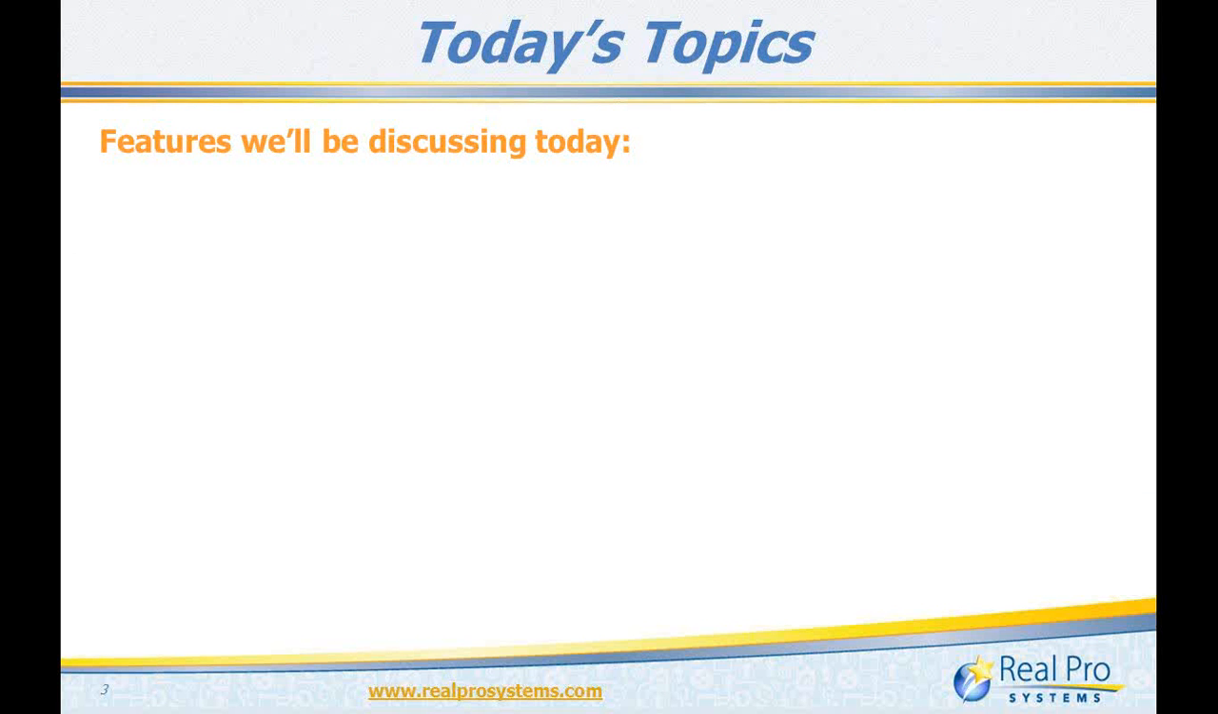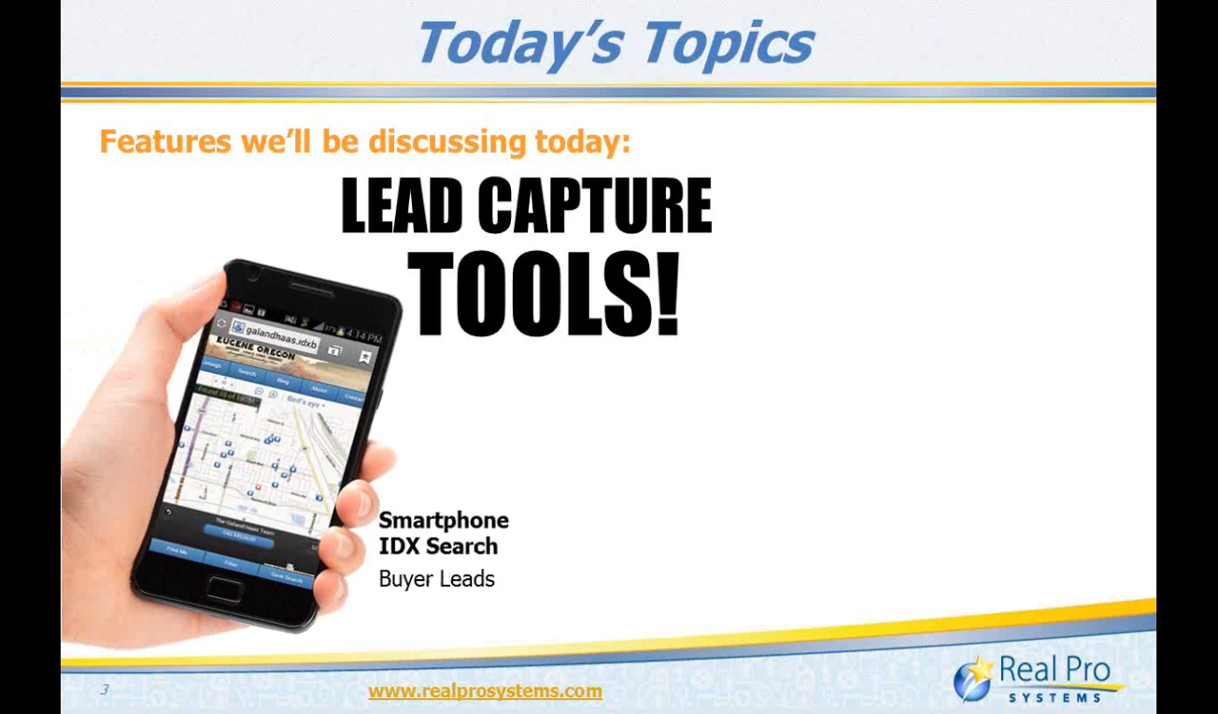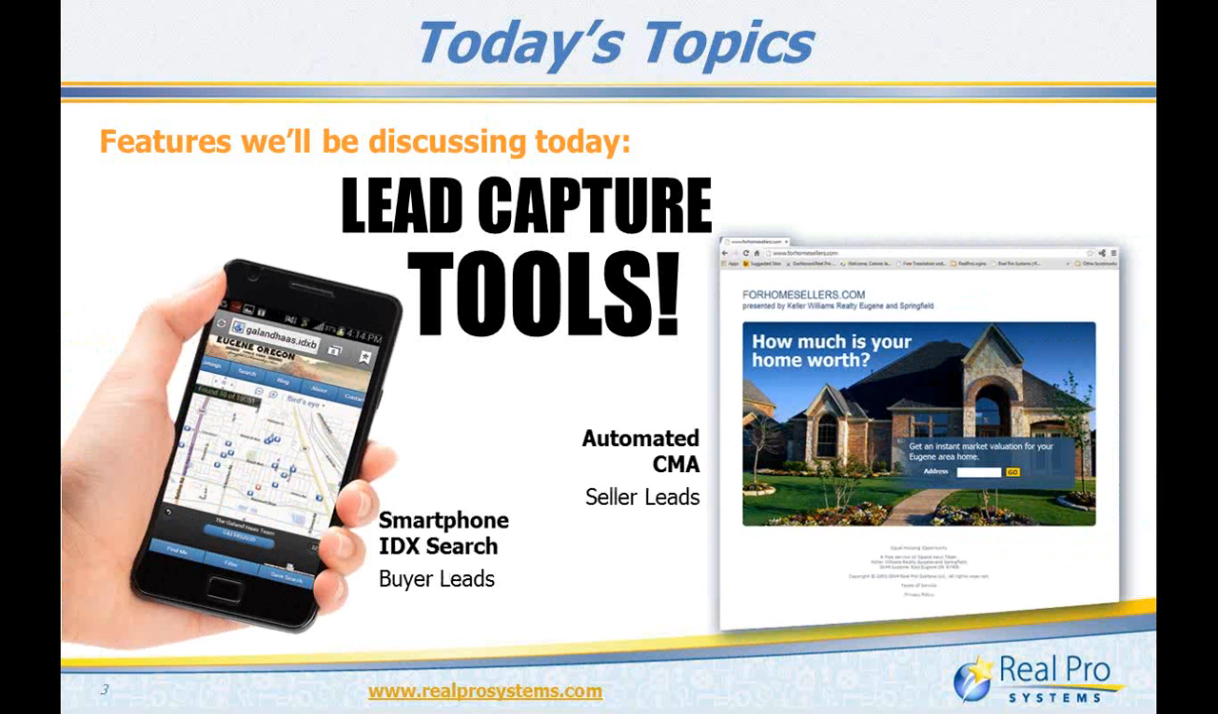So today we'll be talking about two proven and really powerful lead capture tools. And these tools are part of the RPS Gold Plus system as well as the Platinum system. But for today we'll be focusing on the Gold Plus system. And those tools are the Smartphone IDX Search, which is a buyer lead capture tool, and Automated CMA, or comparative market analysis, which is a tool for capturing sellers.